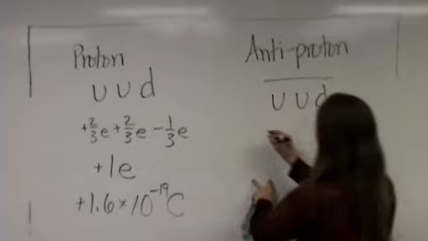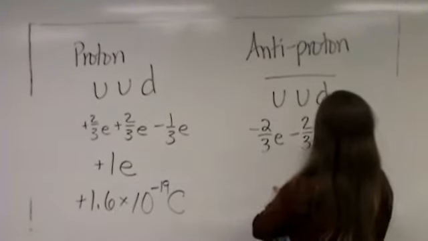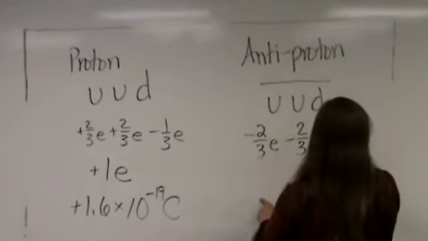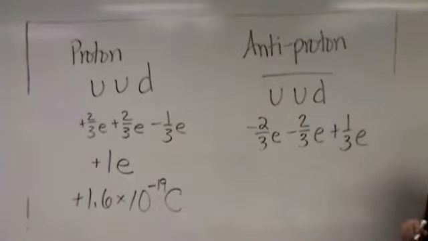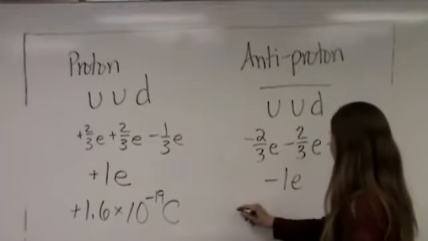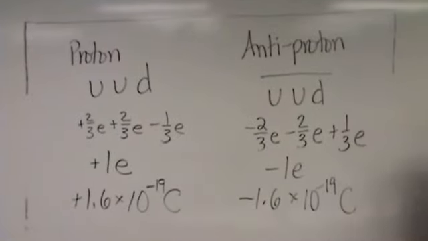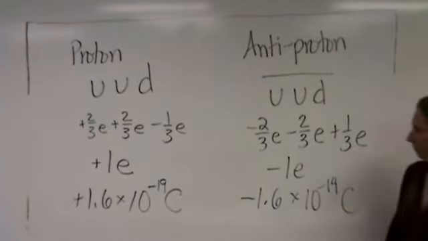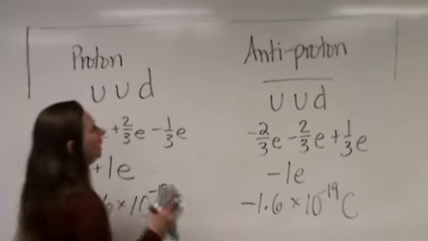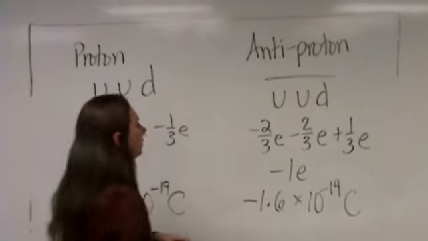Up antiquark, negative 2/3. Up antiquark, negative 2/3. A down antiquark, the opposite of that, positive 1/3. Add all this up. The charge of an antiproton is negative 1e, which is negative 1.6 times 10 to the negative 19 coulombs. Okay? All right, now, let's see what happens when the proton and the antiproton come together.